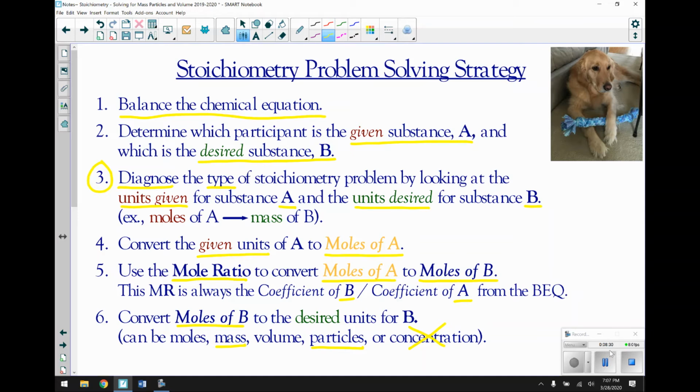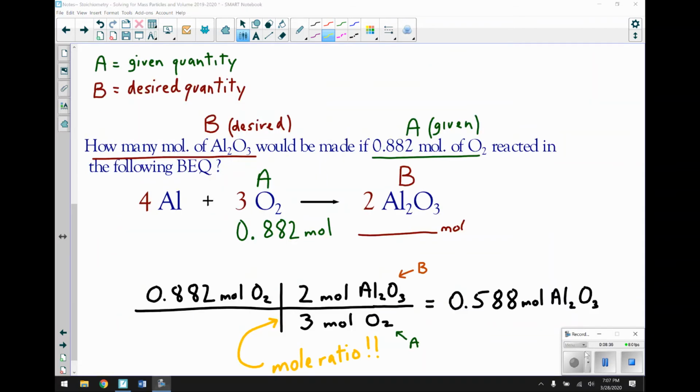So let's apply these 6 steps to the problem that we just did on the previous slide. Okay, so how many moles of aluminum oxide? Because I said how many, this is my desired quantity. I'm going to label it B, and I label it B in the balanced equation. Would be made if 0.822 moles of oxygen reacted. Again, that's my given. You see how I mark that.